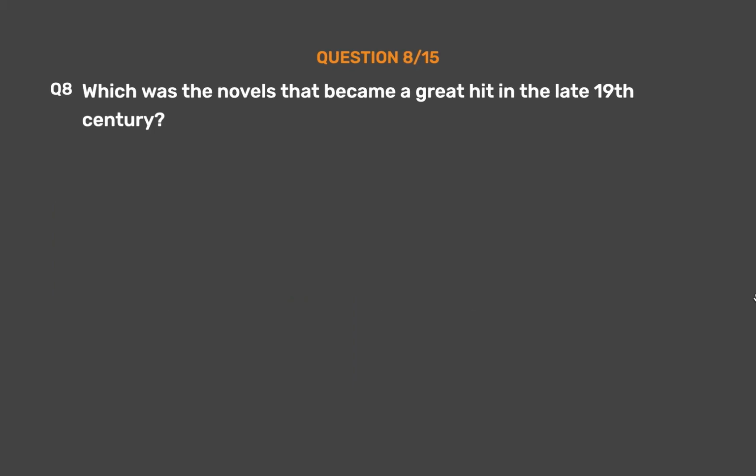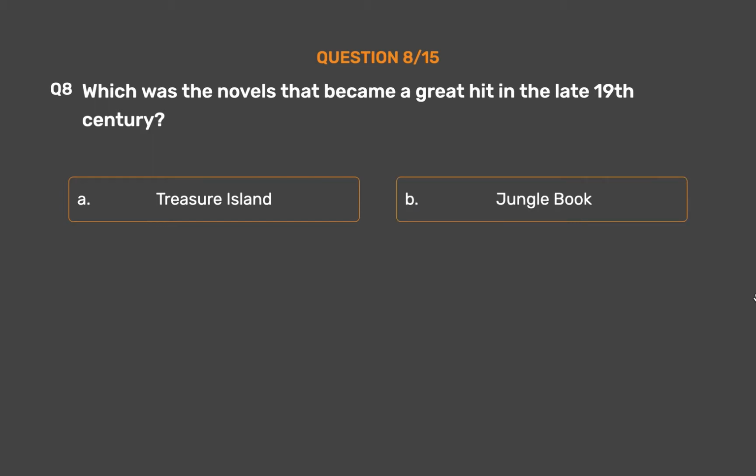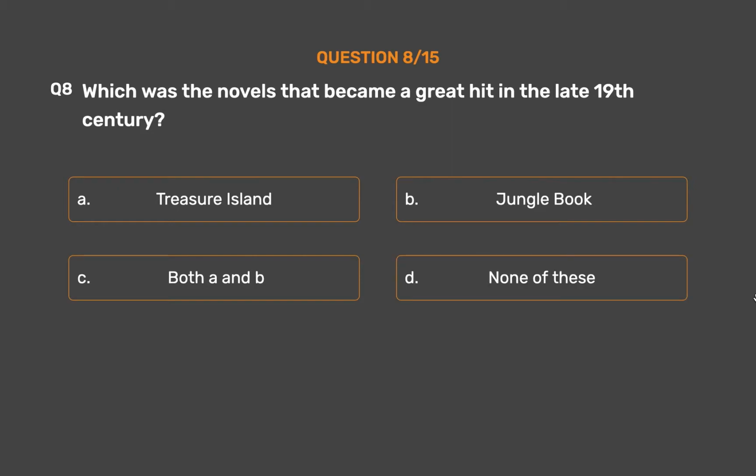Question number 8. Which were the novels that became a great hit in the late 19th century? Option A. Treasure Island. Option B. Jungle Book. Option C. Both A and B. Option D. None of these.